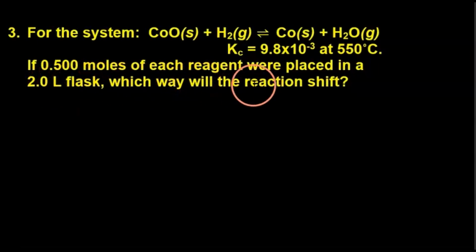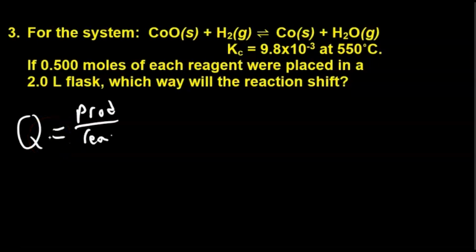Which way will the reaction shift? Now pause the video, see if you can do it on your own, unpause it, and then see if you got it right. So if you're unpaused, this is what a lot of students, or some students I should say, may do. We set up Q, and Q is products over reactants. So this is concentrations, right? Concentrations of each of them.